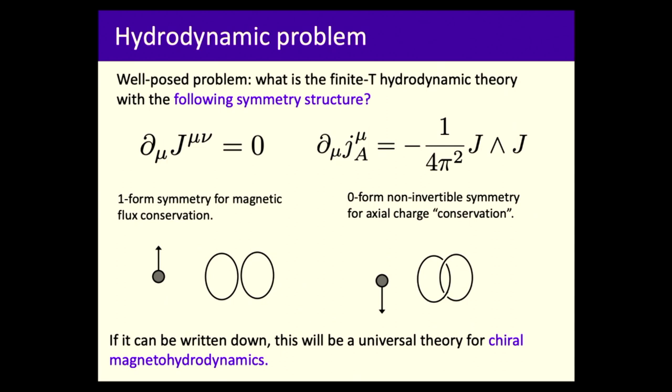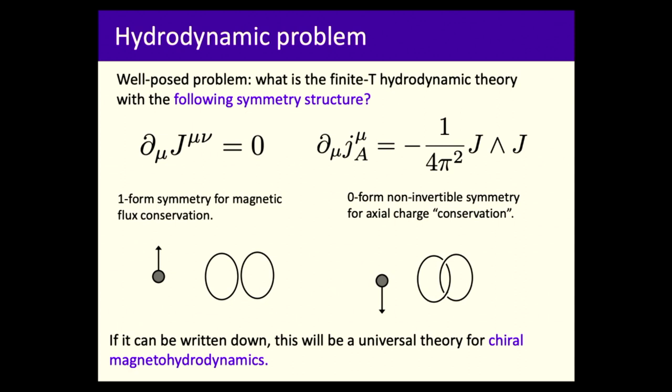The problem I want to solve is, what is the finite temperature hydrodynamic theory with this symmetry structure? It has a one-form symmetry associated with magnetic flux conservation, and it has a vector operator, a current you could call it, which is not conserved, but its non-conservation is precisely given by J wedge J, where J is this guy right here. So we now know that this structure means that there is a zero-form non-invertible symmetry associated with this. And the question I want to ask is, what is the finite temperature hydro theory describing this? This will answer the question about what is QED at finite temperature.